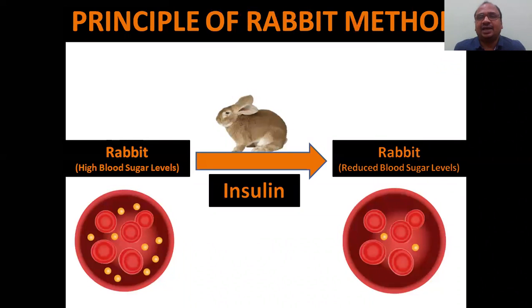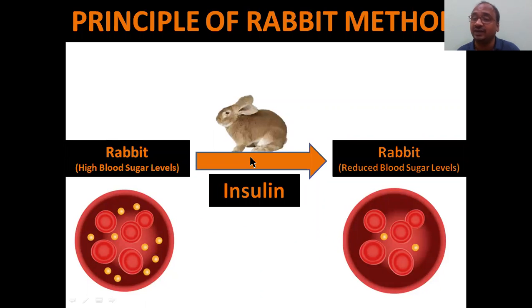Principle of the rabbit method. In the rabbit method, we are going to study the natural character of insulin. We know that insulin reduces the blood sugar level, and the same property is what we are testing here. To this rabbit, see how it is blinking its eyes and ears. The rabbit has a high blood sugar level, and we are giving an insulin injection.